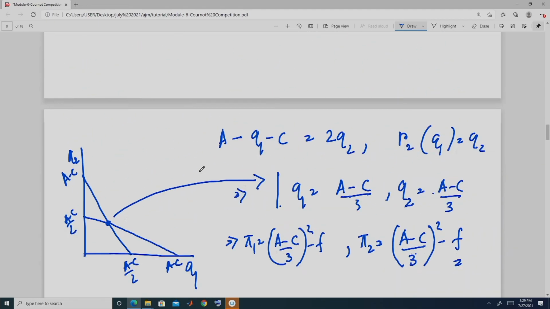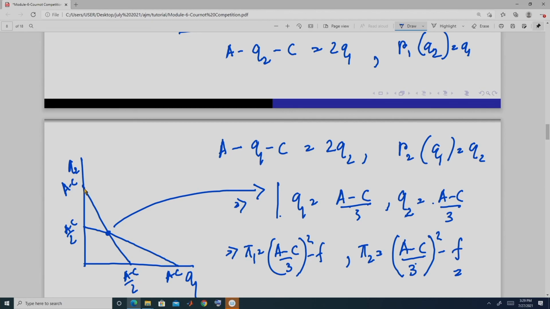And in this reaction function, we will get D is greater than C. So, we will get a line like this, A minus D, and this point is A minus D by 2. So, this is the outcome, right.